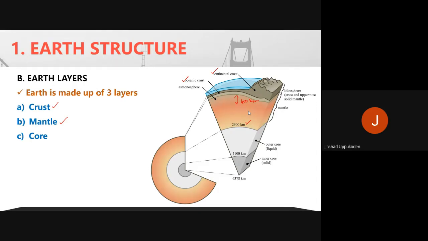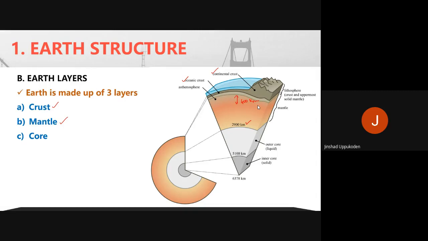Most of the deep earthquakes may be formed in the upper mantle part. The lower mantle will not have any earthquake.